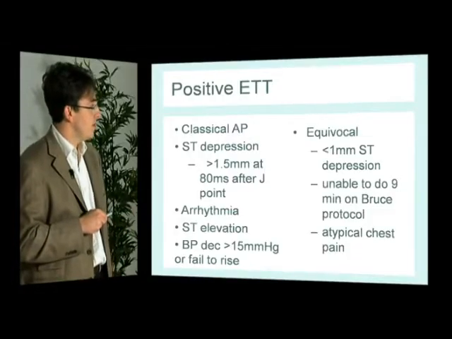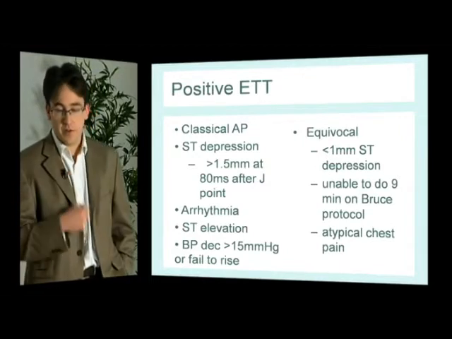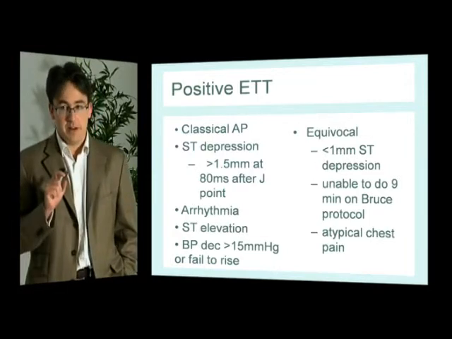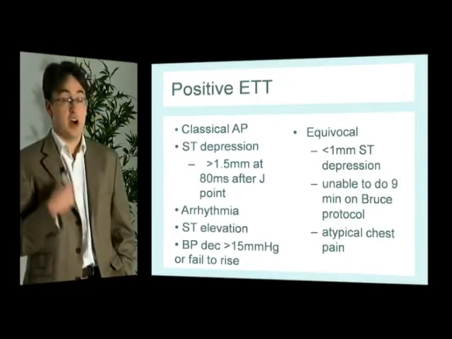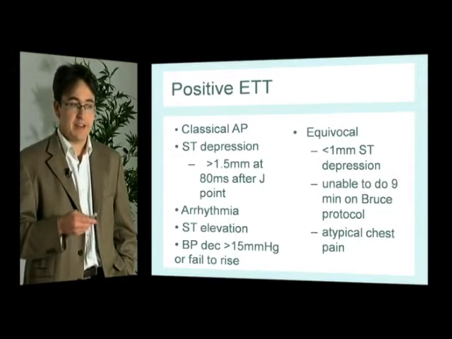On the right-hand side of our slide here, you see the equivocal group. These are subjects who we often are presented with clinically. Typically, these may include people who have less than 1 millimeter of ST segment depression, people who are unable to do a proper test, and those who present with very unusual atypical chest pains.